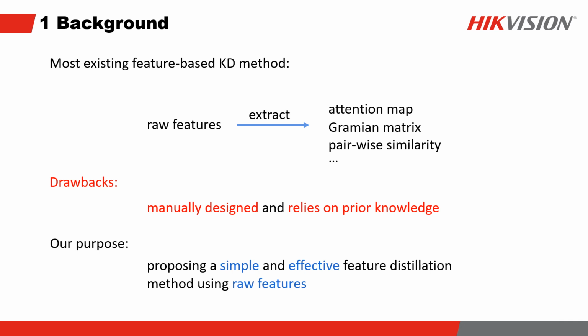Inspired by this, many feature-based KD approaches emerged later. Instead of distilling the raw features as in FitNets, they prefer to extract various forms of knowledge from raw features, such as the attention map, Gram matrix, pairwise similarity, and so on. However, this kind of knowledge is usually manually designed and relies on various prior knowledge, as in traditional feature engineering. So in this paper, we aim to propose a simple and effective feature distillation method using raw features.